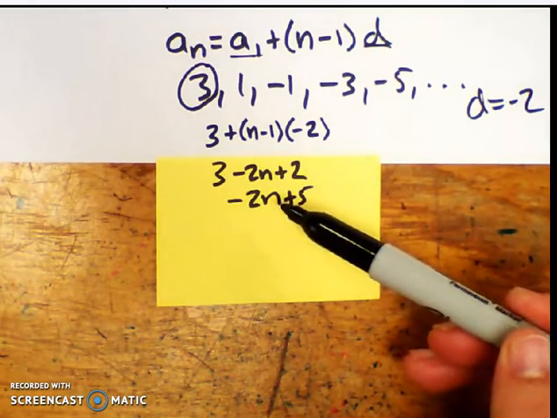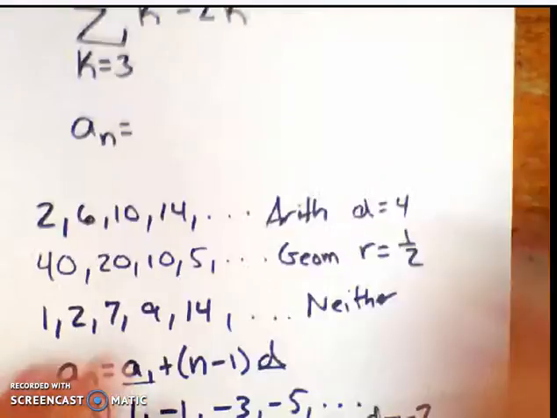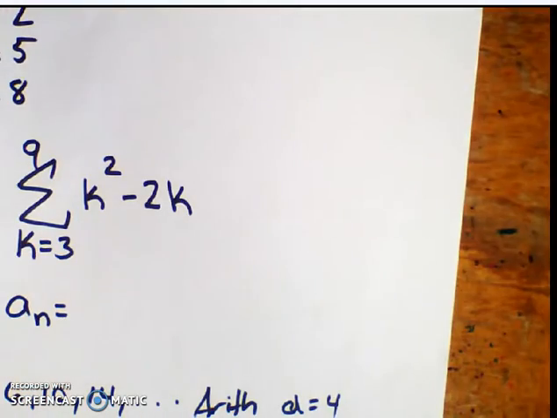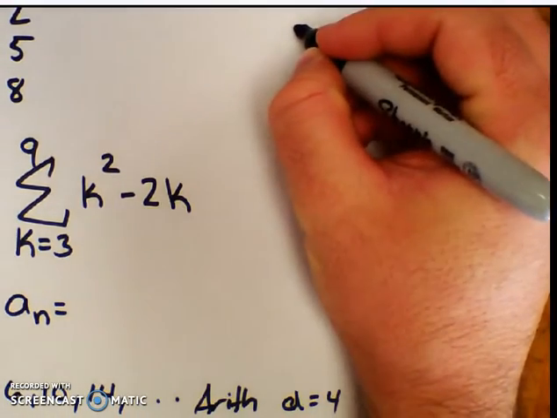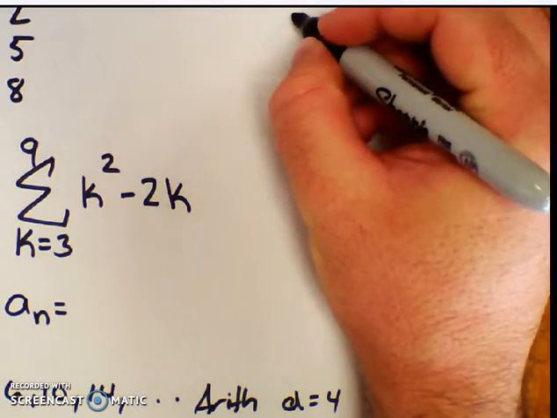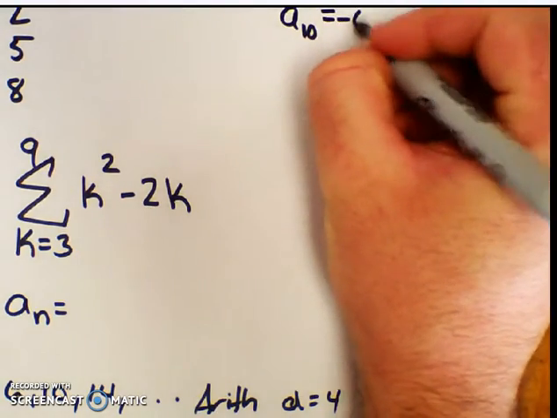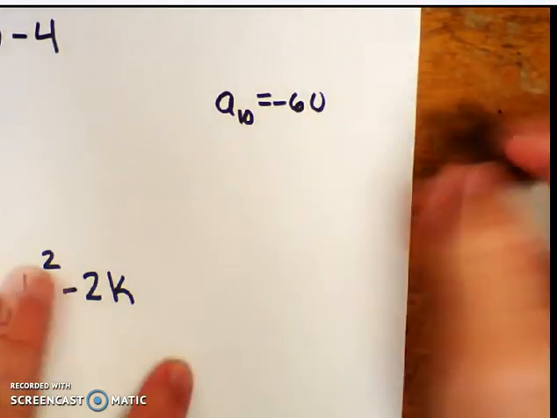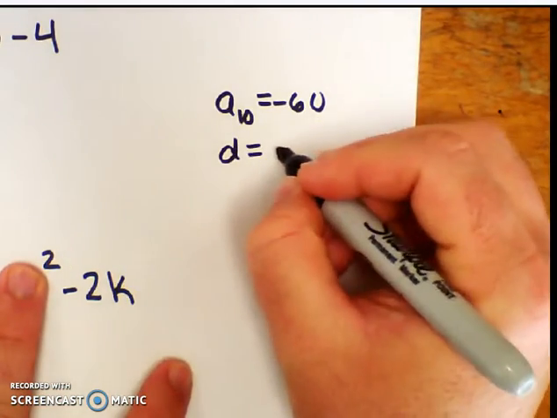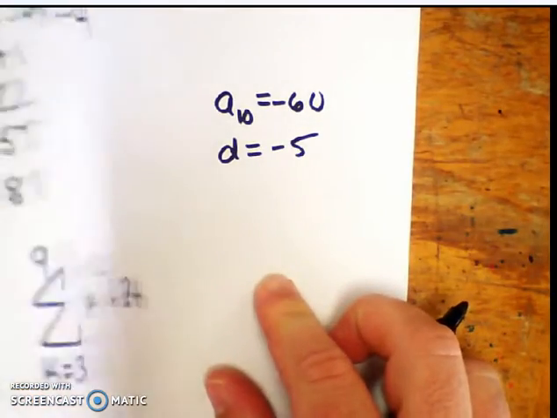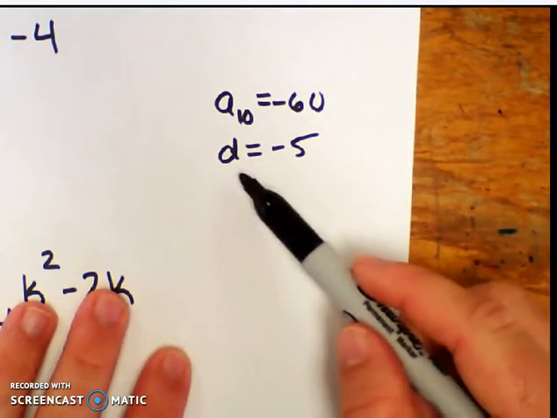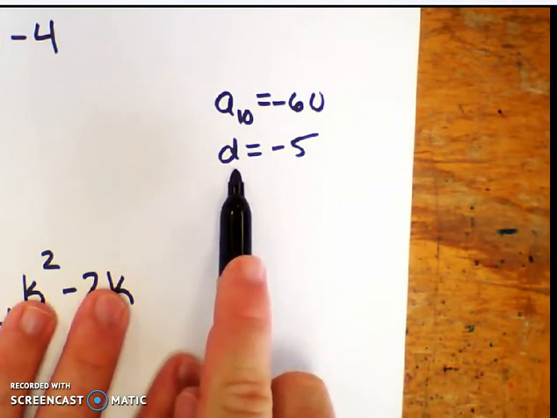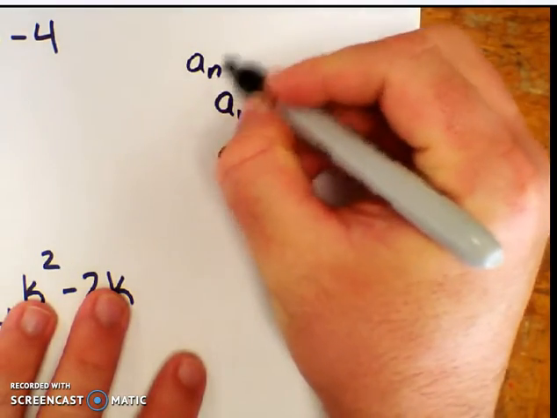Okay? So before you move, let's try this one because we're running out of time here. Let's say that I told you that the 10th term is negative 60, and that the difference is negative 5. Okay? And I said to write the rule. It's pretty obvious that it's arithmetic because I tell you the difference. I don't give you a ratio. So we're still going to be using the same formula.